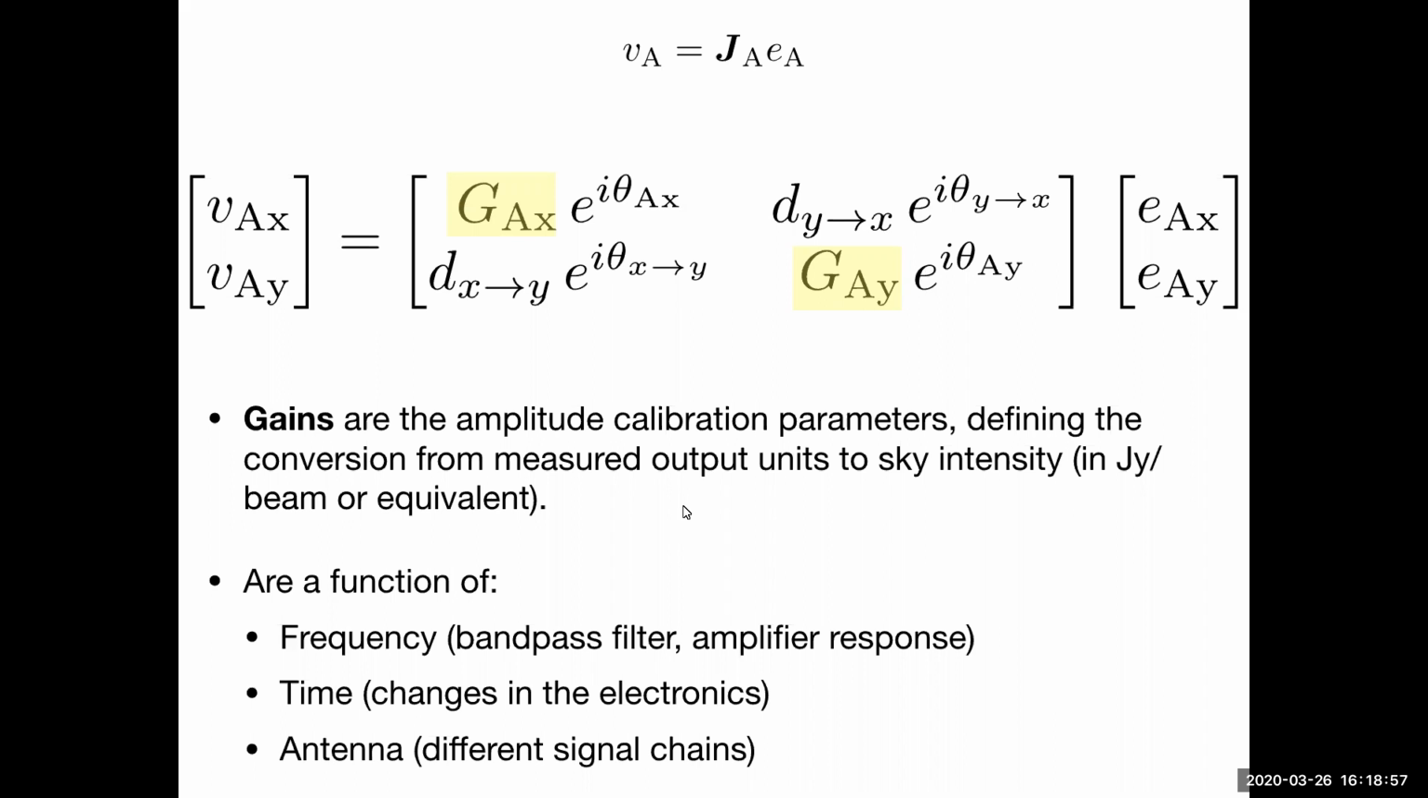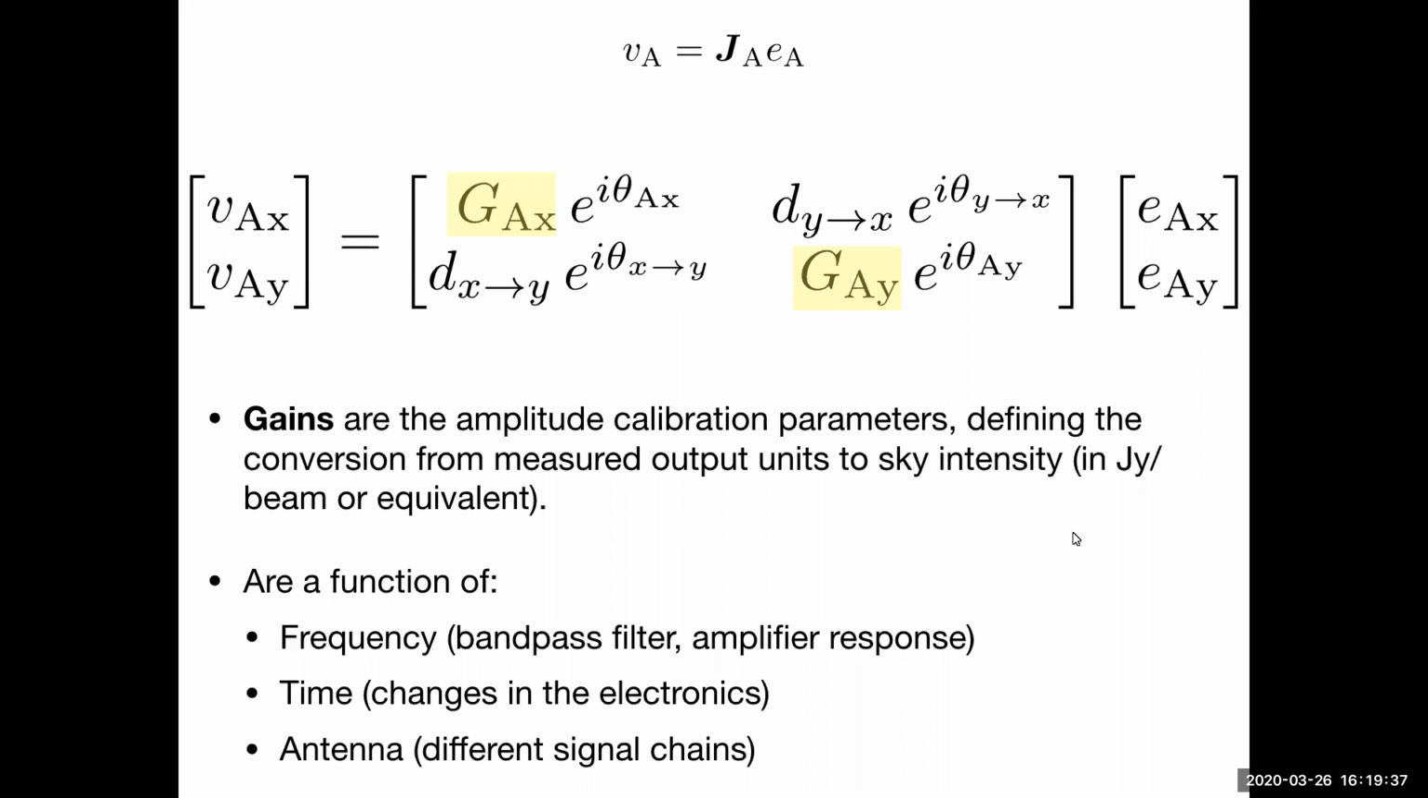The gains are generally a function of frequency. They're affected by things like your bandpass filters and your amplifier response. So you need to correct for all of that in order to make sure you're getting the correct flux density as a function of frequency. They tend to be a function of time because the electronics tend to fluctuate based on changes in temperature or other environmental conditions. And they're a function of antenna. You have to solve for every antenna because they have independent signal chains.